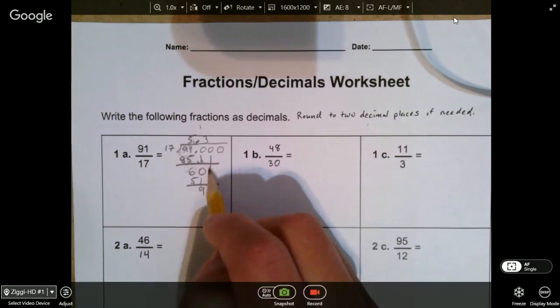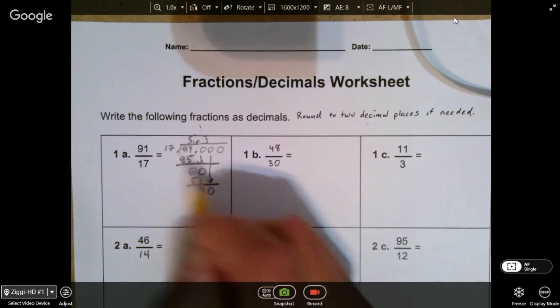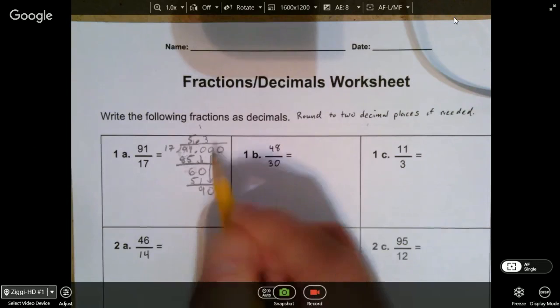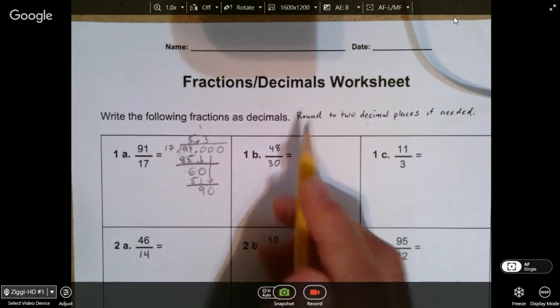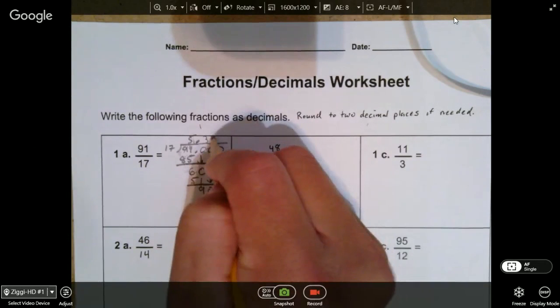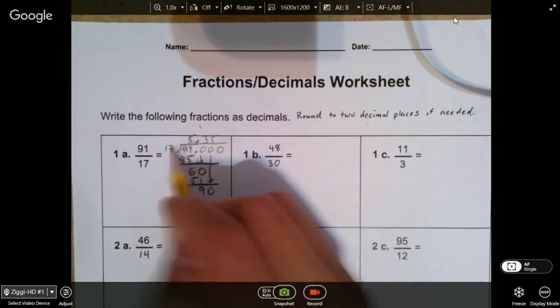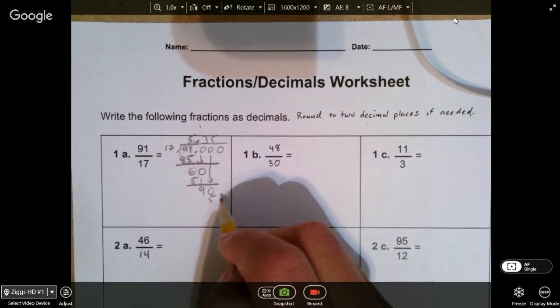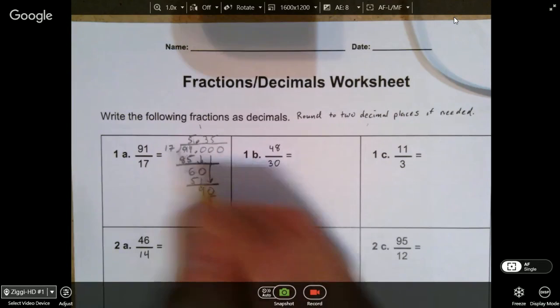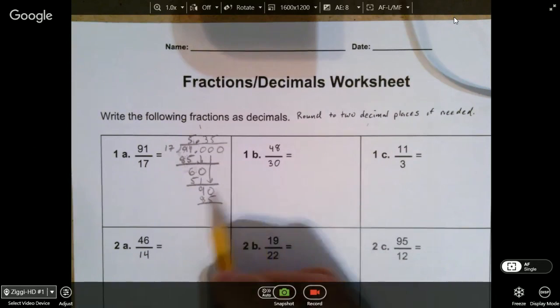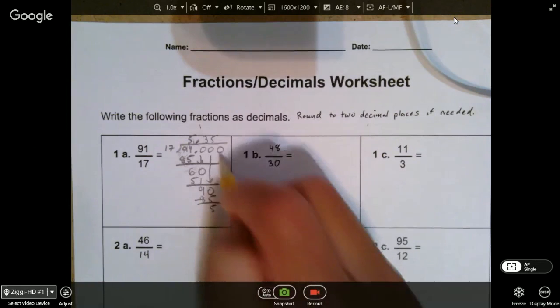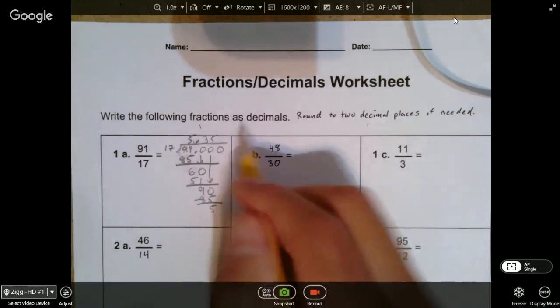Keep going. Bring down the 0. 17 and the 90. Oh, okay, so 17 and the 91, what I started off with, that's going to be the same thing, right, as 17 into 90. It's going to go in there also 5 times. 5 times 7 is 35. 5, carry the 3. 5 times 1 is 5, plus 3 is 8. Subtract. 90 minus 85 is 5. 5 is less than 17, so that's good.